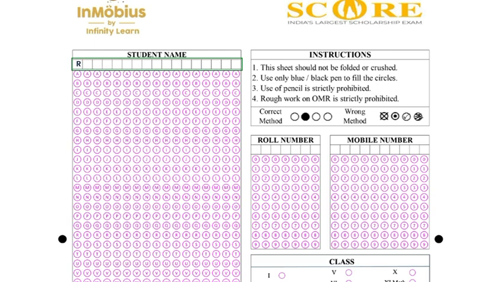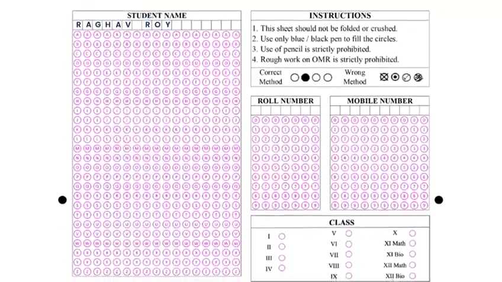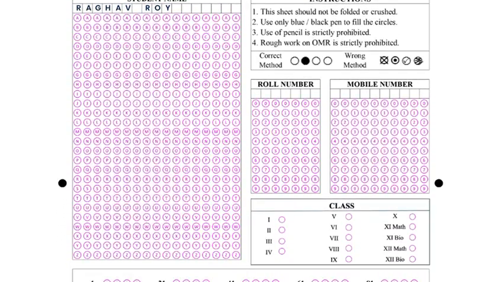Write R in the first box, A in the second, G in the third, H in the fourth, A in the fifth, and V in the sixth box. You will then leave the seventh box empty to separate your first name and last name. Write R in the eighth box, O in the ninth, and Y in the 10th. Now let's understand how to fill the circles below these.